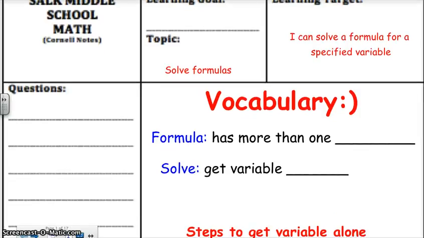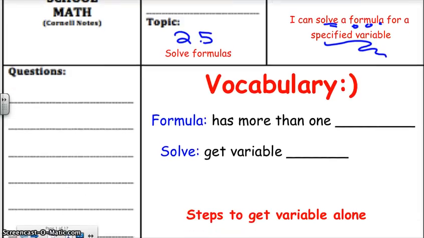Right, 2.5, solving formulas. This is lesson 2.5 in your book. Your learning target today: you can solve a formula for a specified variable. Formula definition: it has more than one variable. All formulas have at least two variables, two or more.